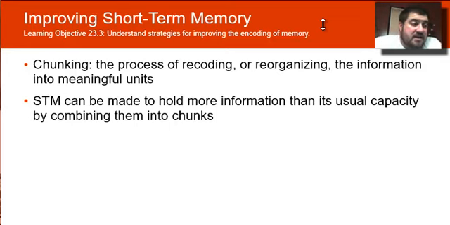One simple way is chunking. It's the process of recoding stuff into meaningful units. So a phone number is really 10 digits, but if we divide it out, we get the area code, which is then put into parentheses, the 3-digit prefix, and then the 4-digit last number. That means that now, instead of 10 numbers, I just have to remember 3 sets of more manageable units: 3 numbers, and 4 numbers.